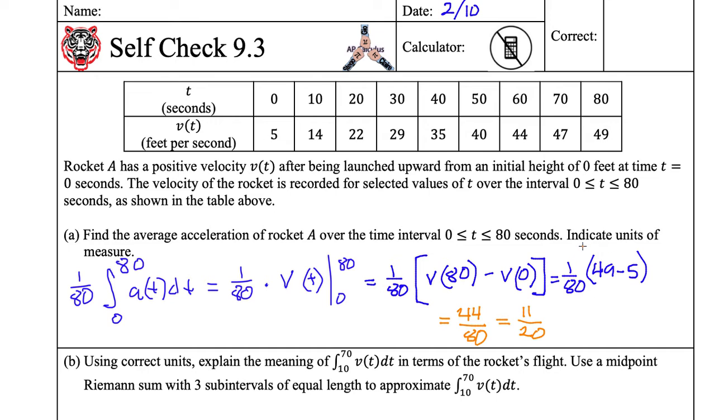Our units are whatever acceleration is. If it says average of blank, the units are going to be whatever that blank is. So what are our units for acceleration? Acceleration is feet per second squared.